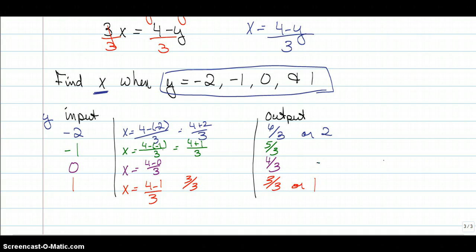So notice the pattern in my output. 6 over 3, 5 over 3, 4 over 3, 3 over 3. Whenever I'm solving or finding the output for these linear equations, there will always be a pattern.